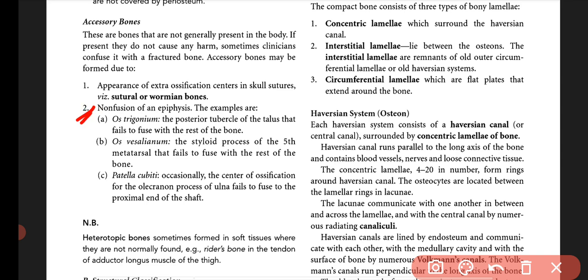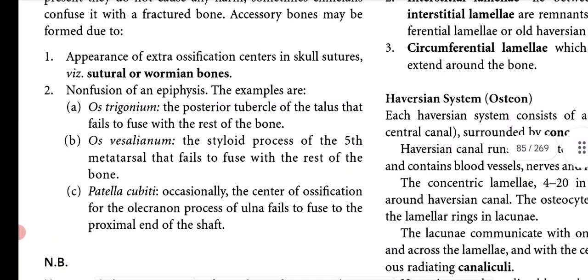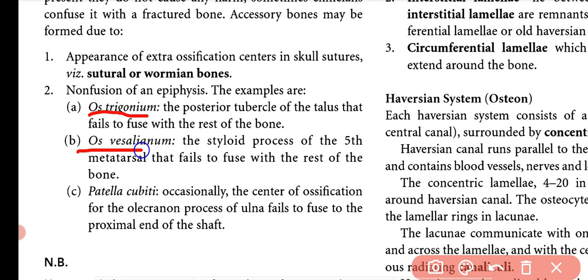So when there is non-fusion of the epiphysis, accessory bones may occur, such as os trigonum. Os trigonum is one of the non-fusion of the epiphysis. Here are the os trigonum, os vesalianum, and patella cubiti. These are the three.